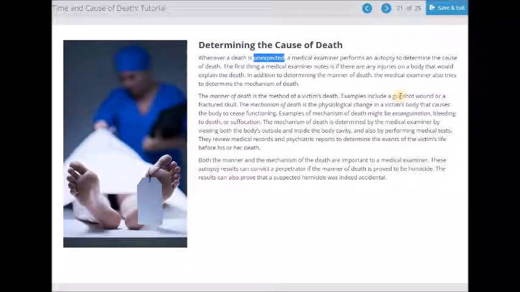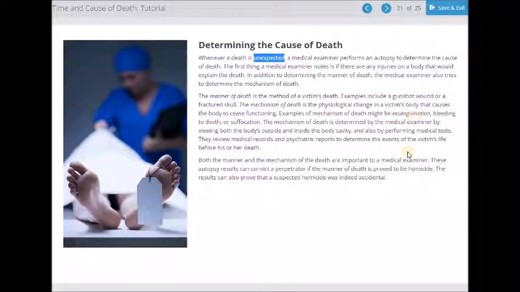It includes such things like a gunshot wound or a fractured skull. The mechanism of death is the physiological change in a victim's body that causes it. You didn't die from the gunshot wound, you died from the damage caused by the bullet as it passed through your body. So the mechanism of death explains the damage that happened to the body.